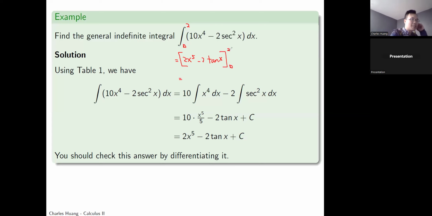What we're going to do is substitute the top number. We're going to substitute 2 inside. So 2 times 2 to the power of 5 minus 2 tangent of 2. That's the first part. And then I need to minus 2 times 0 to the power of 5. That's just 0. Minus 2 times tangent of 0. That's still 0. So these two parts at the end are 0. We're going to be left with a number, and we'll simplify it. 2, 4, 8, 16, 32, 64. We'll have 64 minus 2 tangent 2.